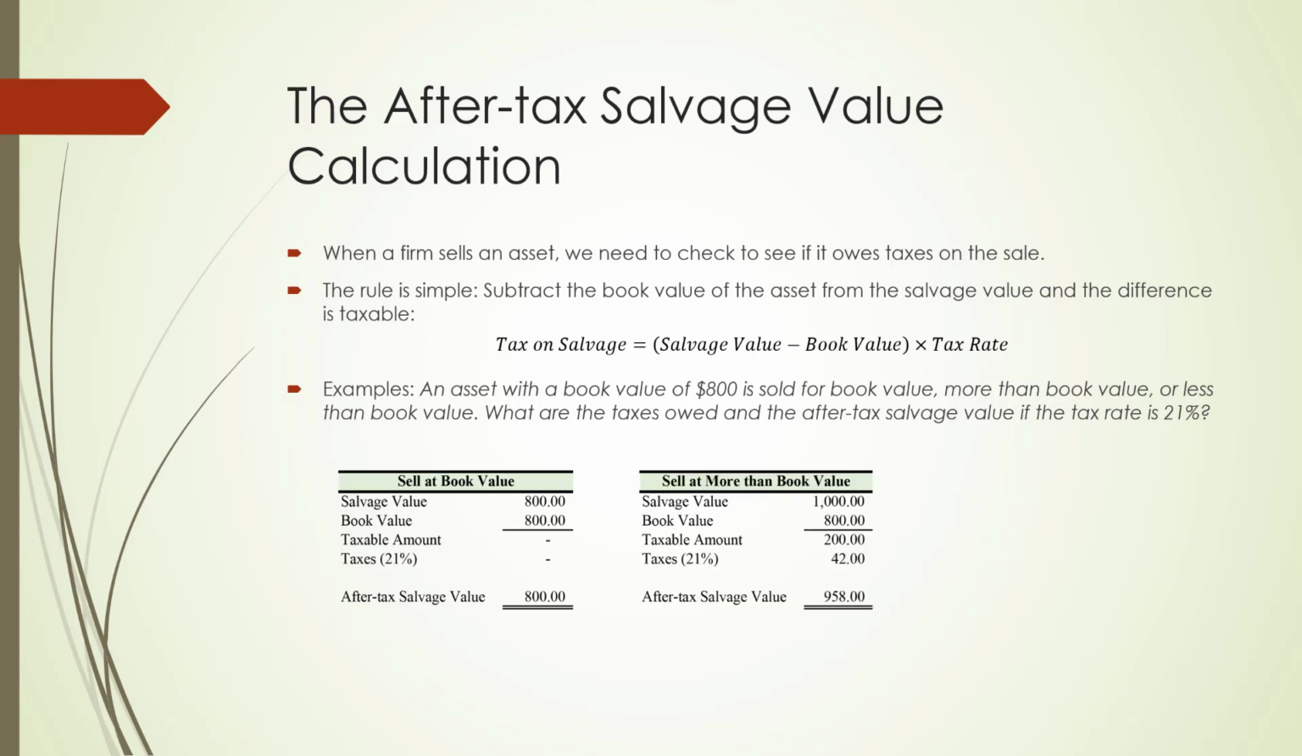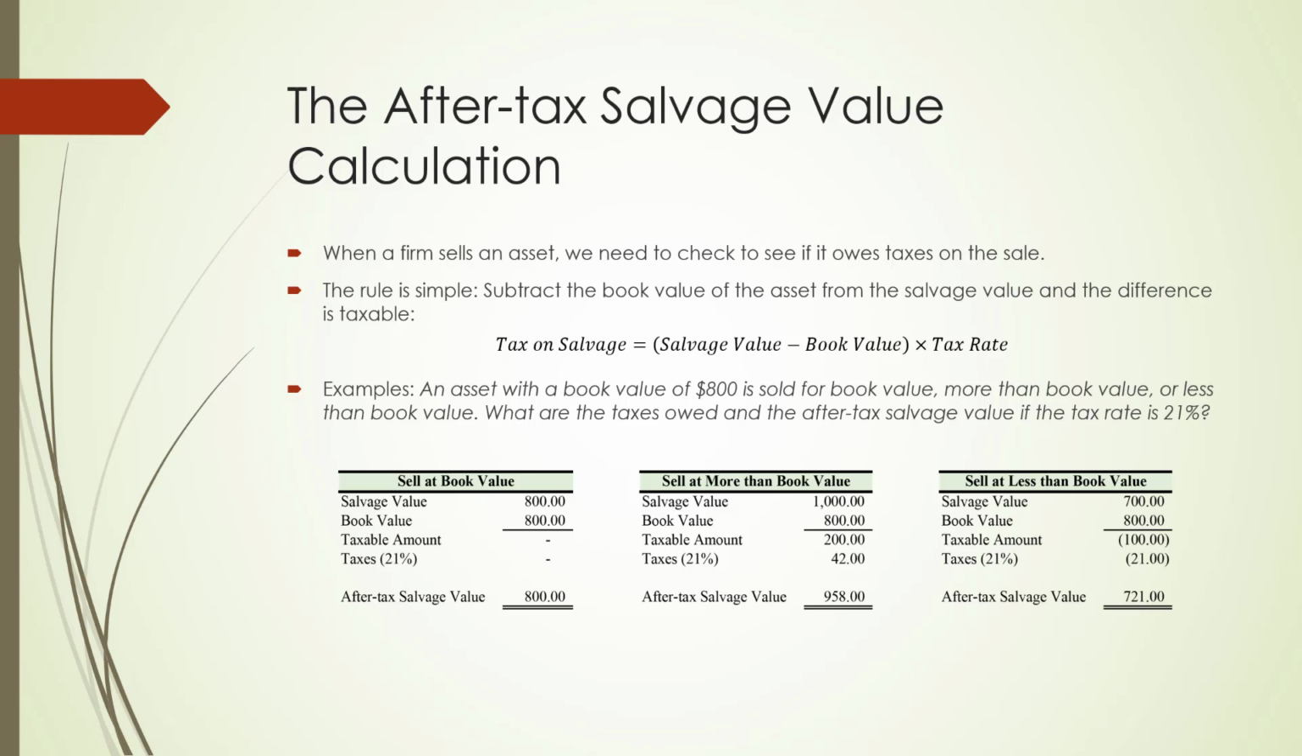Now, if we sell the asset for, say, $1,000, then we take $1,000 minus the book value of $800, which gives us a taxable amount of $200. The taxes on that would be $42. That's 21% of the $200. And then $1,000 minus the $42 in taxes gives us an after-tax salvage value of $958.